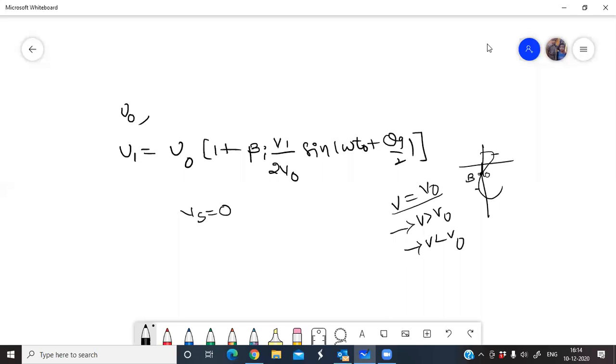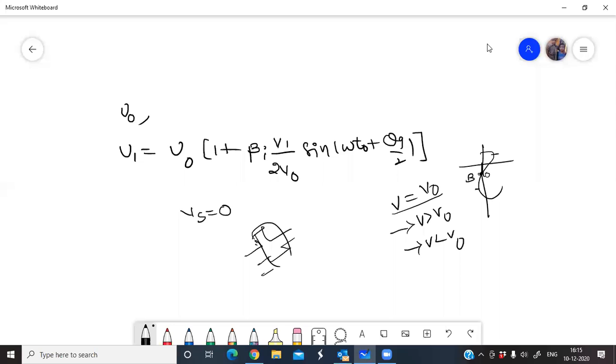Here also same. During the positive half cycle of the input voltage Vs, electrons travel faster, and during the negative cycle of Vs, they travel slower than the electrons that pass the gap when Vs is equal to 0. Is it okay? Please try to recall that.